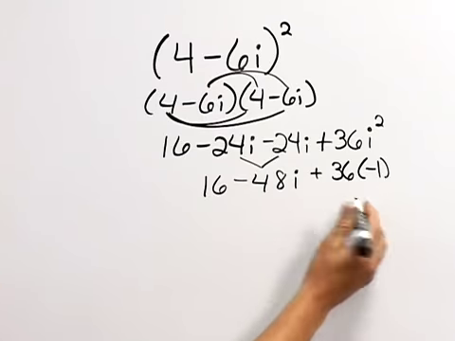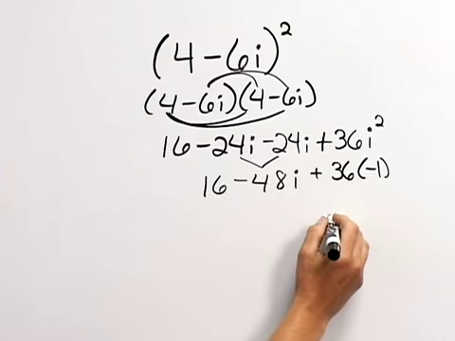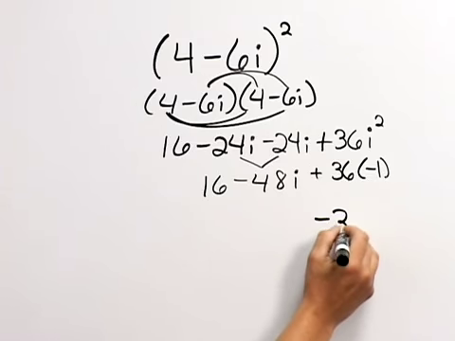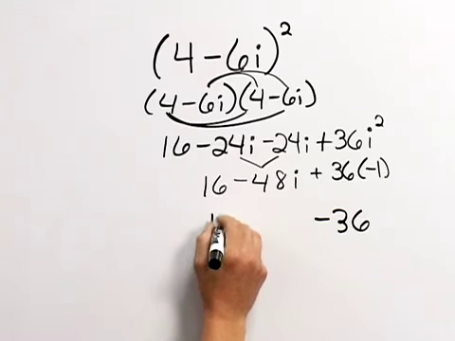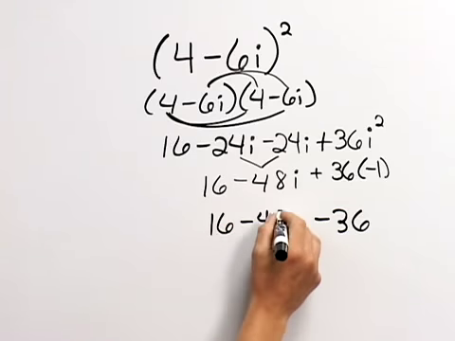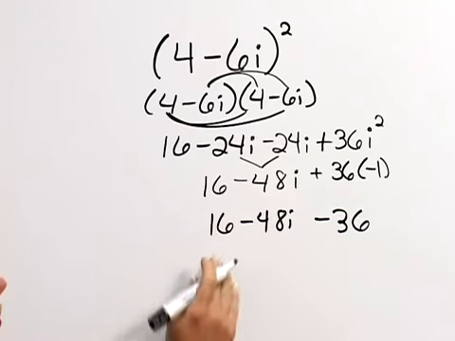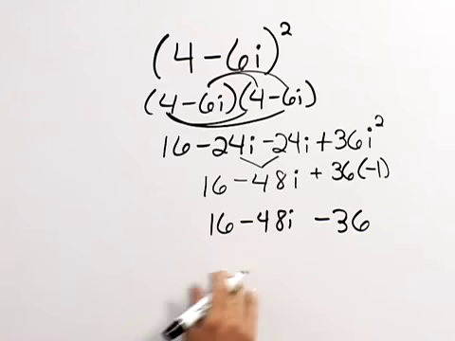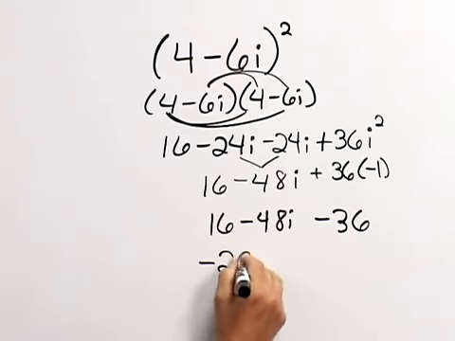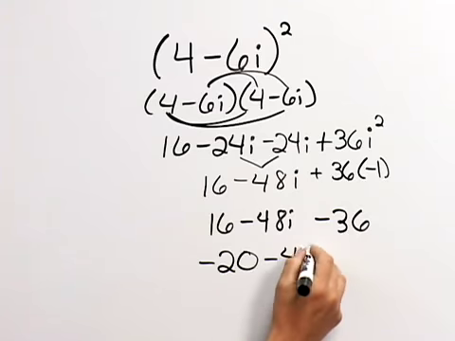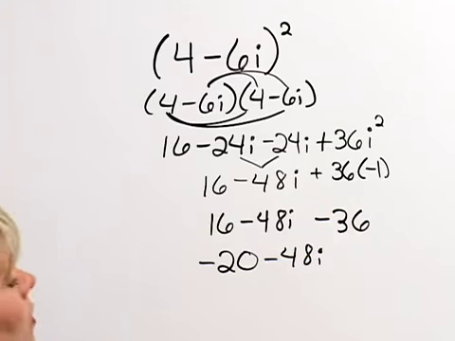Now we can multiply this. 36 times negative 1 is negative 36. Carry down the rest of our problem. And then we can combine our like terms of 16 and negative 36 to get negative 20 minus 48i as our solution.